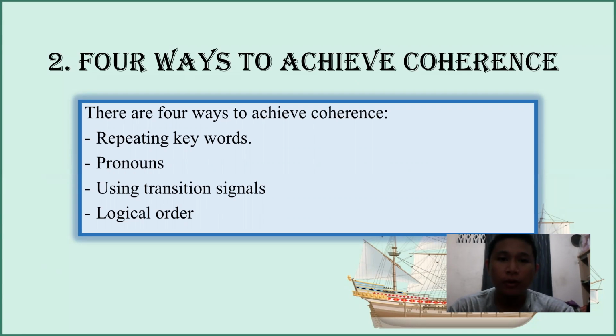We will examine four cohesive devices. There are four ways to achieve coherence: repeating keywords, pronouns, using transition signals, and logical order.